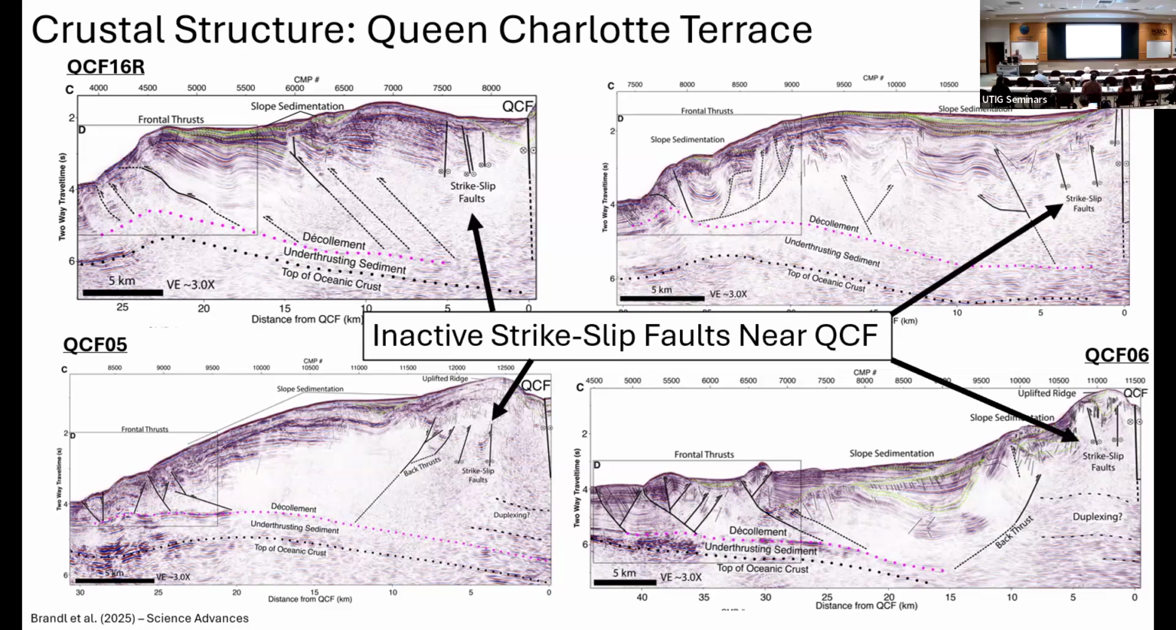And then very close to the Queen Charlotte Fault, we see a series of probably inactive strike slip faults that don't seem to be accommodating any motion now, but maybe represent some earlier stage of deformation in the system.